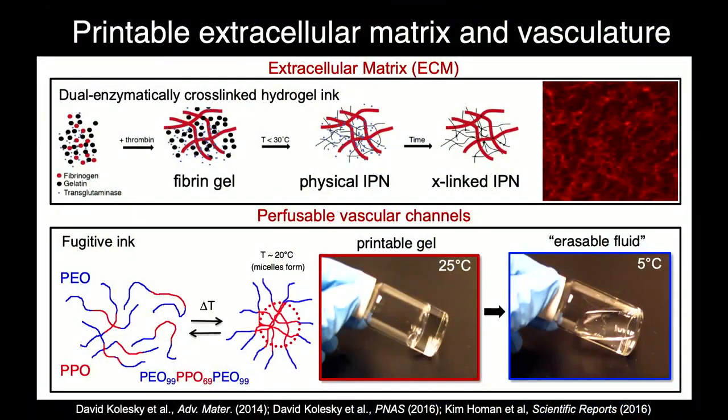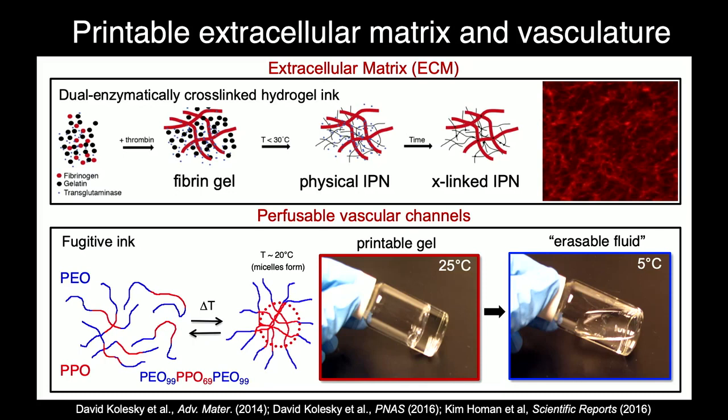So the inks that we develop for bioprinting include an extracellular matrix, which is composed of a hydrogel. In this case, it's an interpenetrating network of gelatin and fibrin, and we use enzymes to cross-link this in a dual enzymatically cross-linked way. And then the secret sauce, if you will, for printing the vasculature was to print a material, in this case what we call a fugitive ink, and you saw that being printed in that vascular tree and that embedded printing movie that I showed earlier.